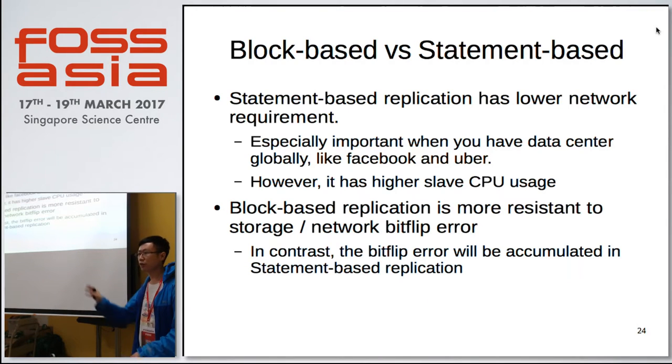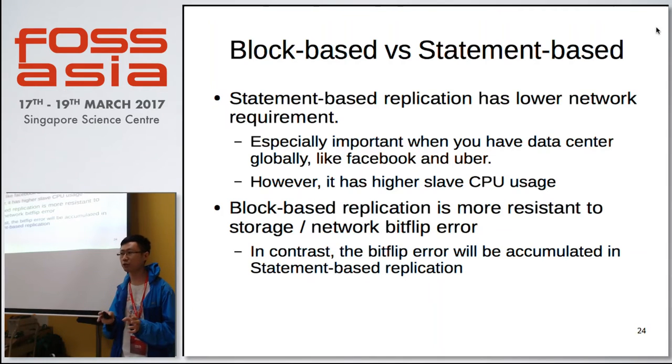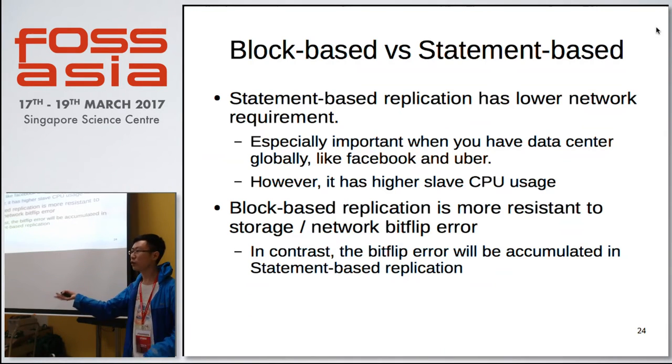In statement-based replication, usually it has lower bandwidth requirement, because no matter whether you update one record or 1 million records, the database only sends the compressed statement from master to slave, so the bandwidth requirement is usually lower. Why is this important? You can imagine if you are Facebook or Uber, you have data centers across the ocean. Your bandwidth charge is high, and they have to minimize the bandwidth between different data centers.